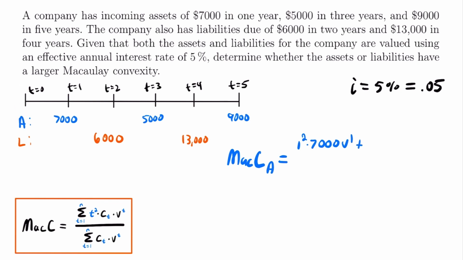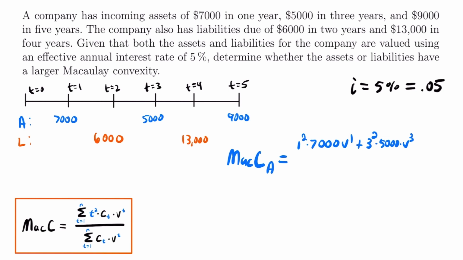Then we'll add that to our next cash flow, which is made at time equals 3. So we'll have 3 squared times 5,000 times v cubed, right? That $5,000 is made at time equals 3, so we need to bring it back 1, 2, 3 years to the present. All right, so the present value factor is cubed.